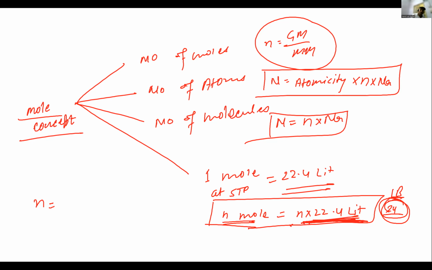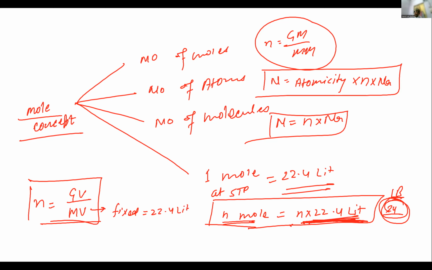So if you talk about n, it is given volume upon molar volume. That way also you can calculate. Molar volume is fixed. How much is it? 22.4 liter. And given volume may be anything. Can you understand all these concepts easily, or do you have any problem?